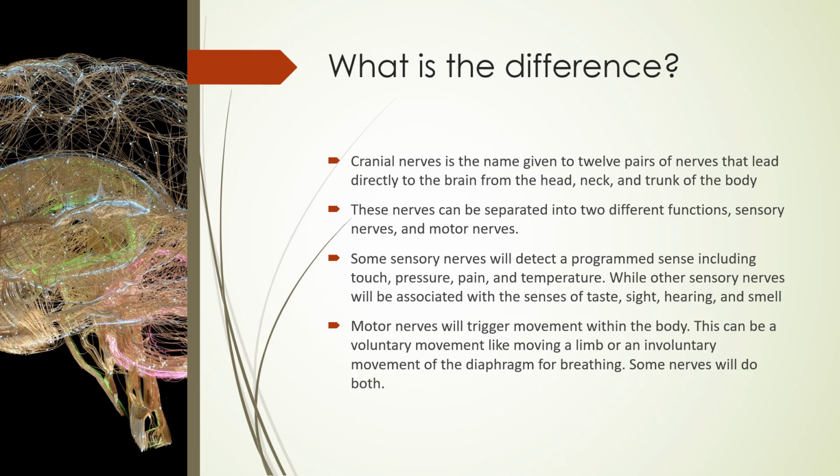So cranial nerves, this is again taken from the assignment. Cranial nerves means cranium being in the head. So we're linking it back to the whole unit of being just for the upper neck and head. Cranial nerves is what's given to 12 pairs of nerves that basically lead directly to the brain from the head, neck and trunk of the body. These will usually go through your spinal cord, as some people will know it. They then get separated into two different jobs. You've got your sensory nerves and your motor nerves.